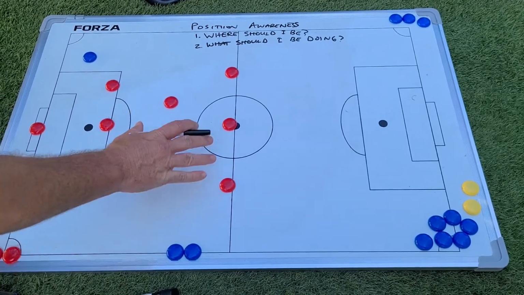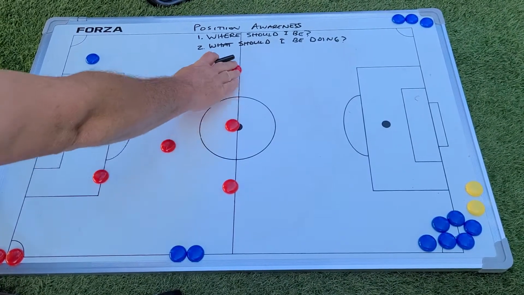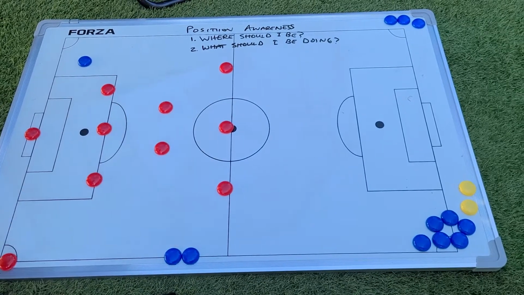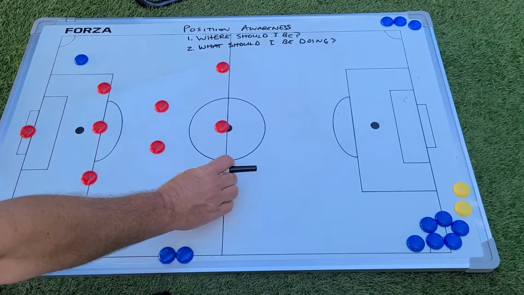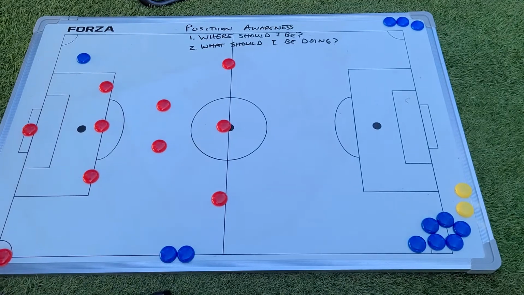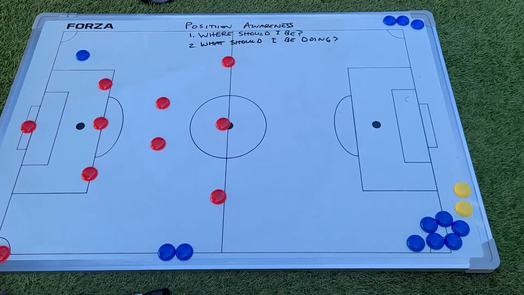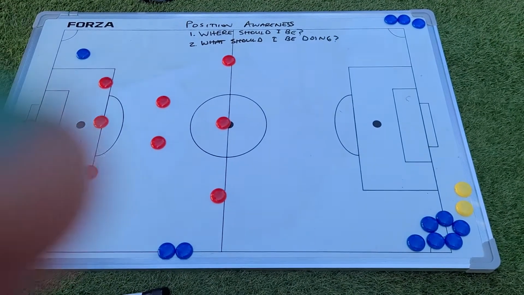I'm going to review our basic shape. The basic shape that we've been playing is our 3-2-3: 3 defenders, 2 midfield, and 3 attackers positions. So I'm going to talk about just some generic ideas, or general ideas I should say.